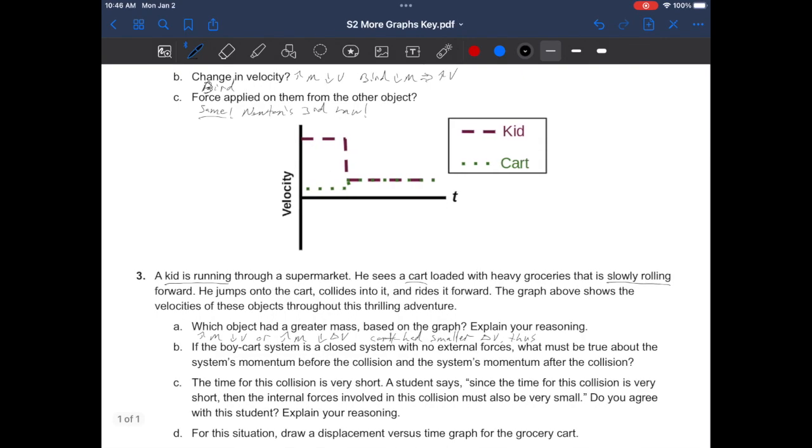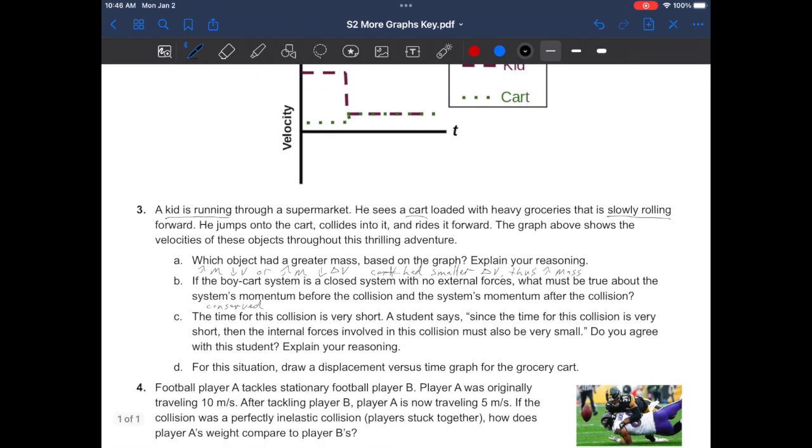If the boy-cart system is closed with no external forces acting, what must be true about the system's momentum before the collision and the system's momentum after the collision? Well, if it's a closed system, there's no external forces acting, and that means the momentum is going to be conserved. It's going to be the same. Total momentum, not individual objects, but total momentum of the system is conserved.